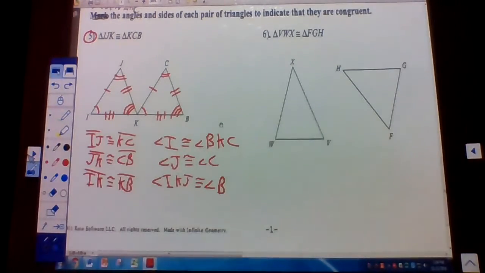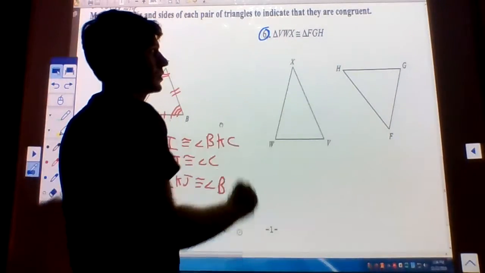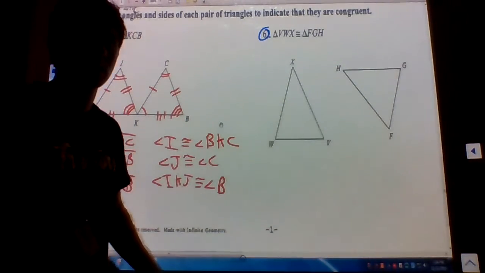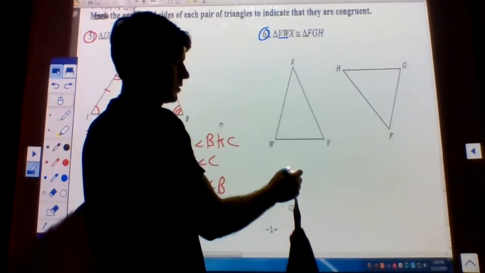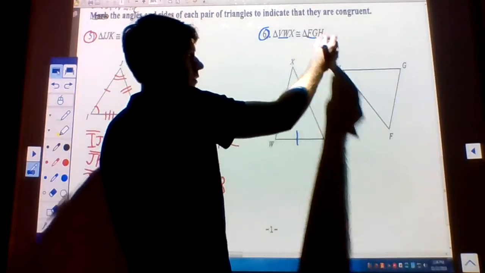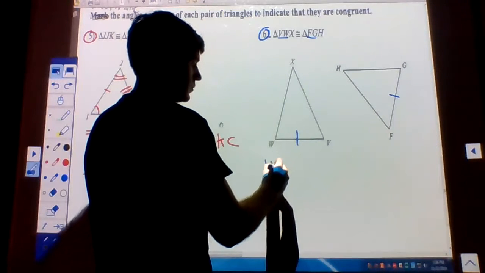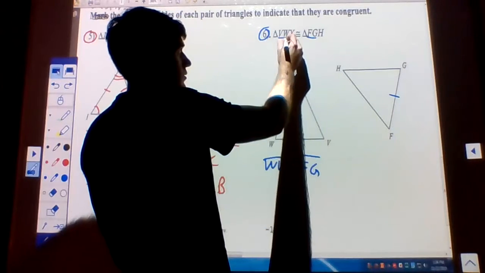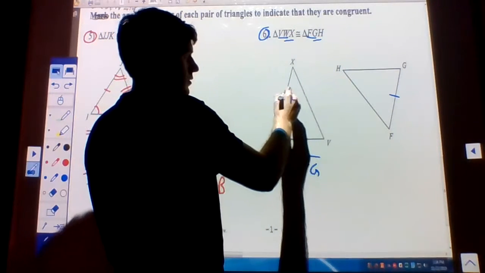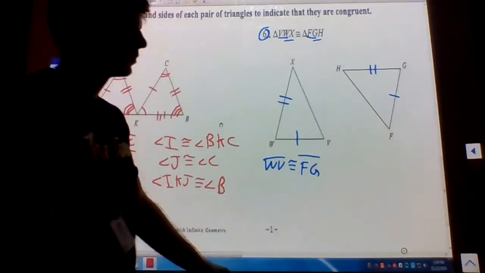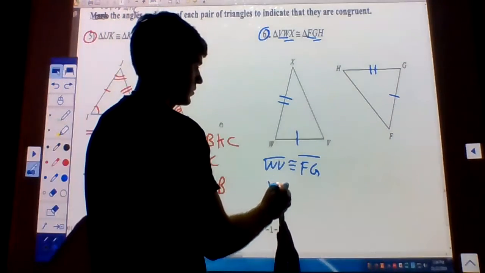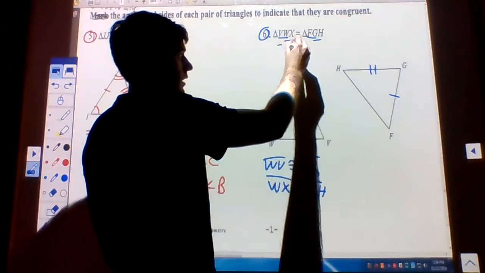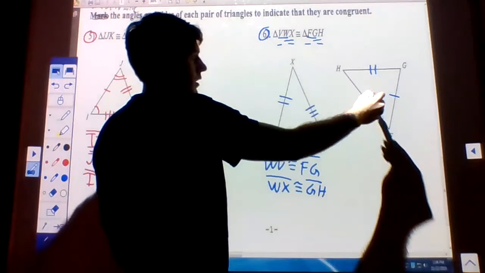Okay, let's look at number 6. Triangle VWX is congruent to triangle FGH. That means we have 3 pairs of congruent sides and 3 pairs of congruent angles. So VW is the first 2 letters, and that's going to be congruent with FG. So we can say WV is congruent with FG. We also know WX is congruent with GH. And then we know VX is congruent with FH.